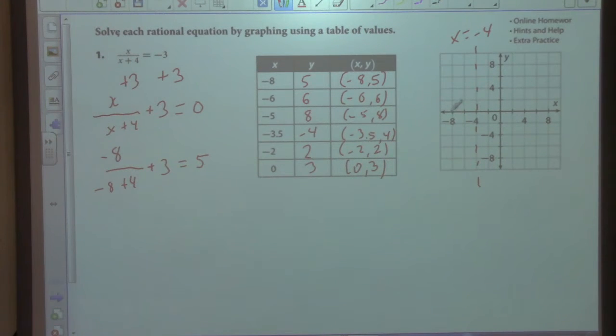We got negative 8 comma 5 will go right here. Negative 6 goes here. And negative 5, 8 goes here. So you're going to have something that looks like this over on this side. And then down here, to the right, we have negative 3.5, negative 4 will go right here, very close to that vertical asymptote. And then we have negative 2, 2, and then we have 0, 3. So we have something that looks like this.